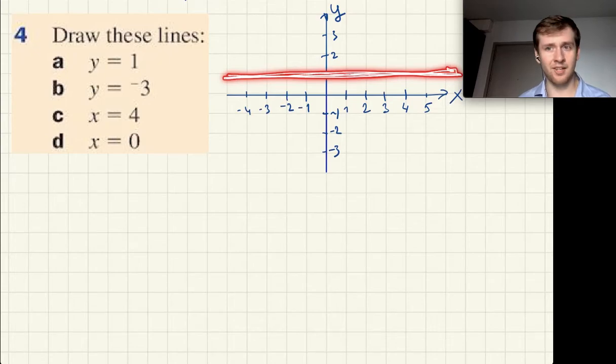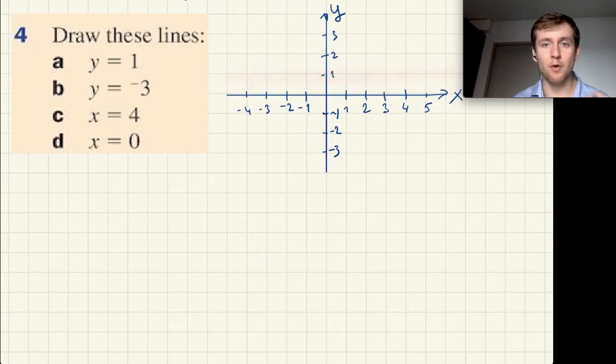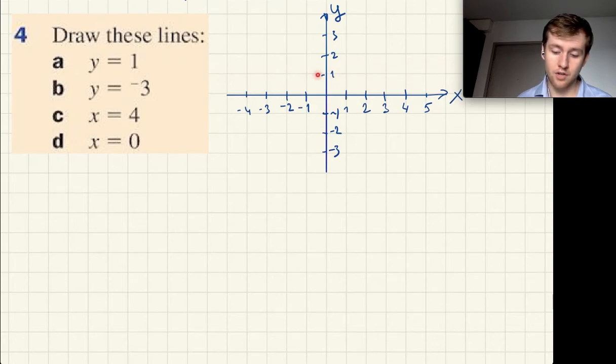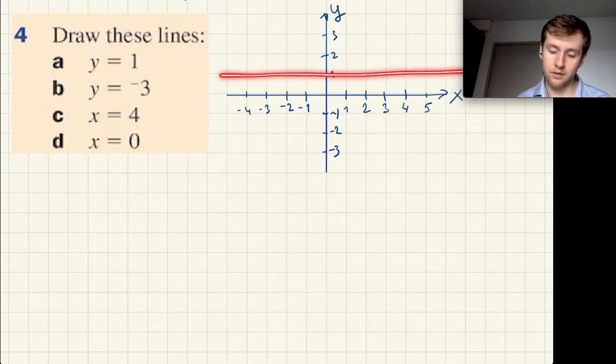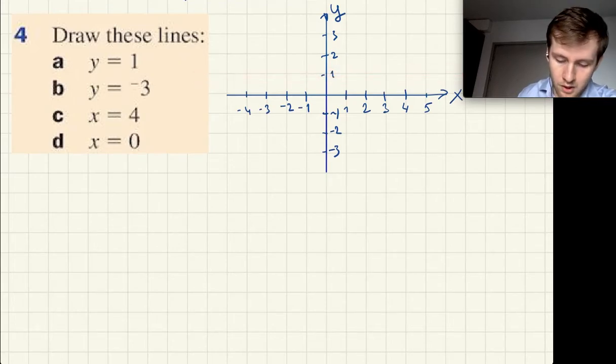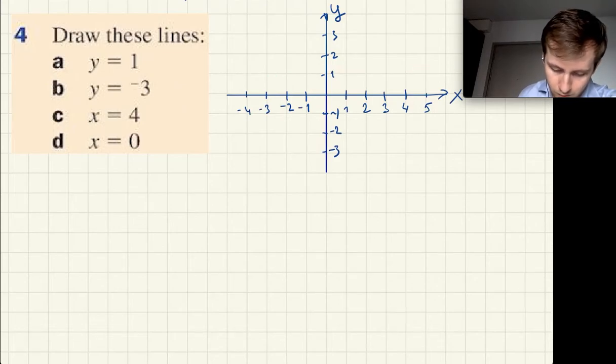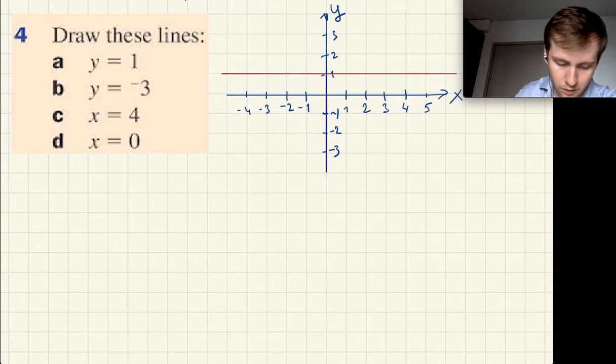We don't care about x. X can be 1, 2, 3, 4, 5, whatever. But y always should be 1. And this is the way to show it. Y equals 1 is the line here. It touches the point where y equals 1, and then it goes all the way like this in both directions. So this is the line y equals 1.